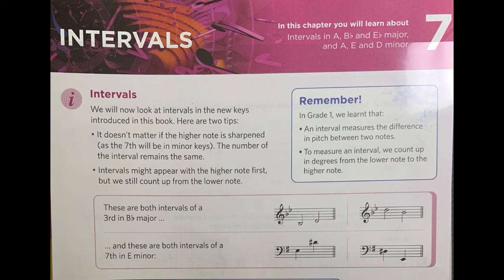In grade 1, we learned that an interval measures the distance in pitch between 2 notes. To measure an interval, we count up in degrees from the lower note to the higher note. But we're just finding out over here that it can be from the higher note to the lower note, as well as from the lower note to the higher note. So we still go this way and this way.